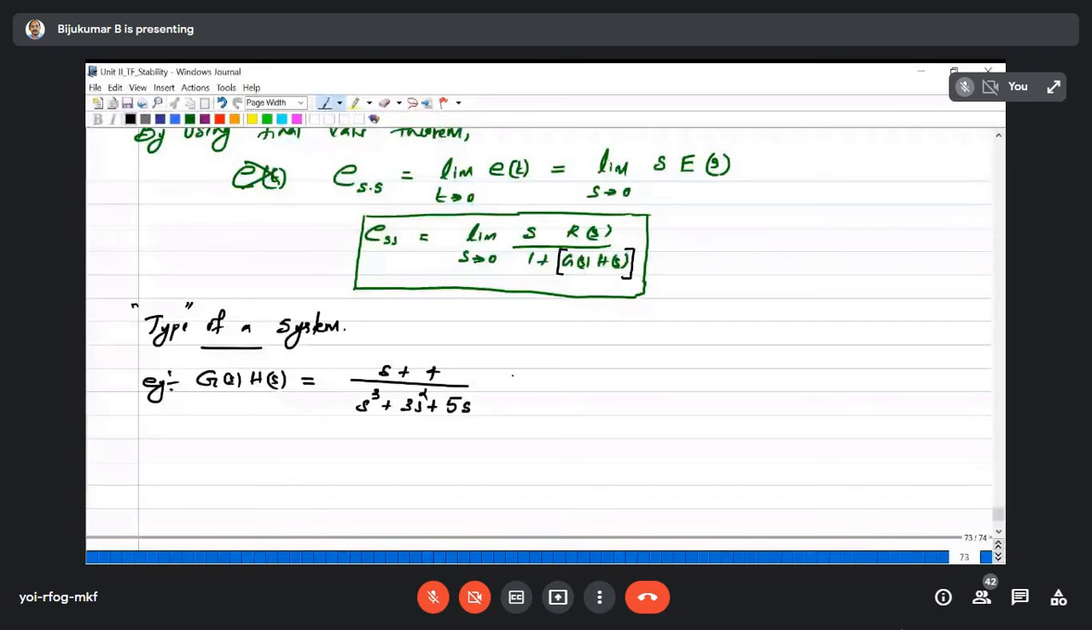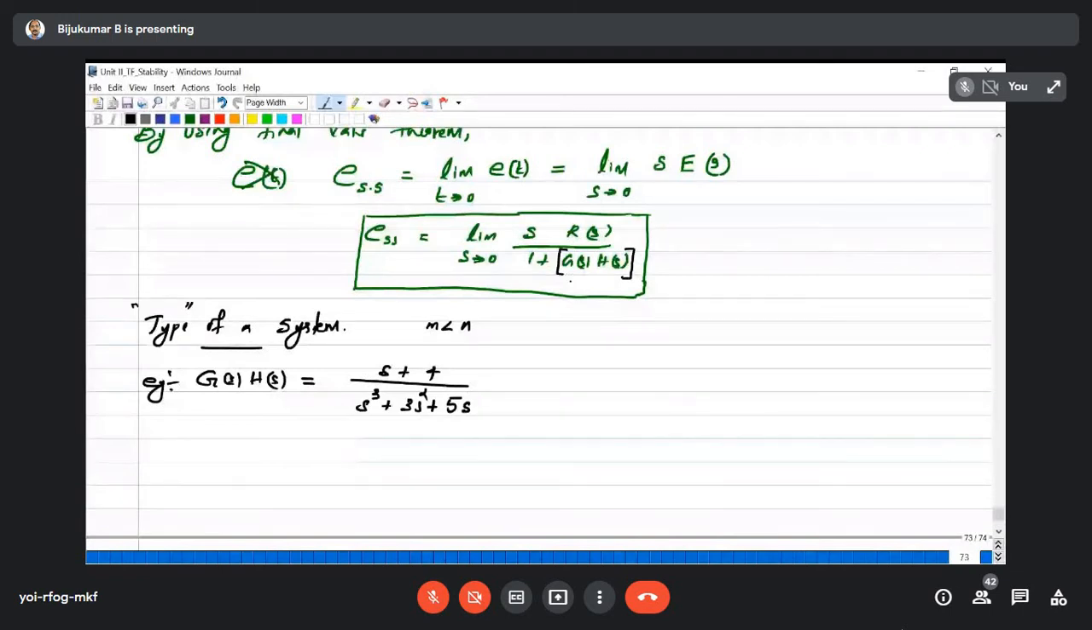So this is a strictly proper transfer function, because already we mentioned that for a causal system, m should be less than n. The order of the denominator polynomial should be higher than the order of the numerator polynomial for a causal system, right? That's why your open loop transfer function G of S and H of S will be like this.